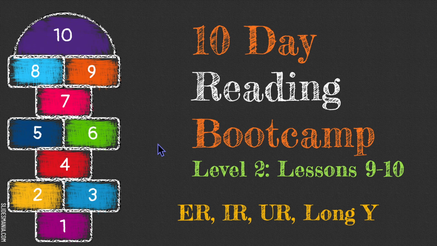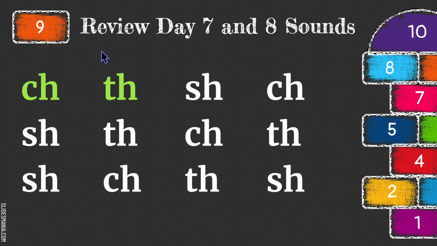In lessons 9 and 10, we're going to learn about 3 different ways that er is spelled and learn about long Y at the end of a short word. And also, at the very end, there's a special bonus lesson 11. So first, let's review our sounds from days 7 and 8.